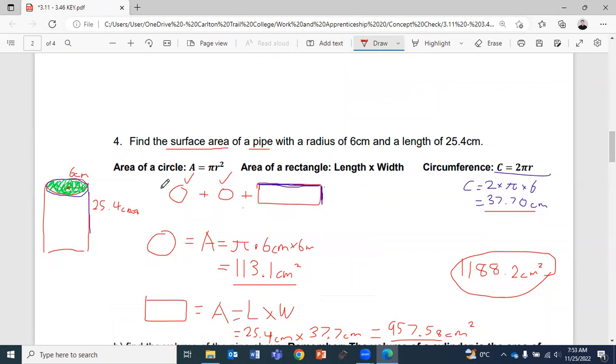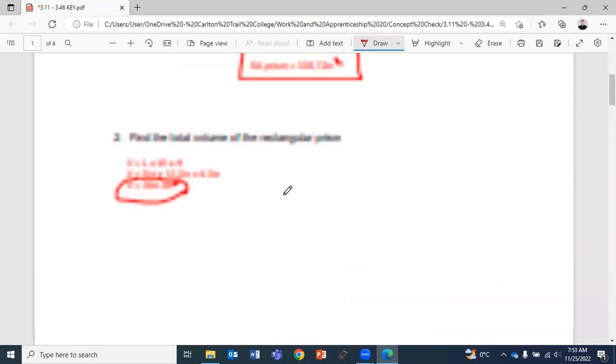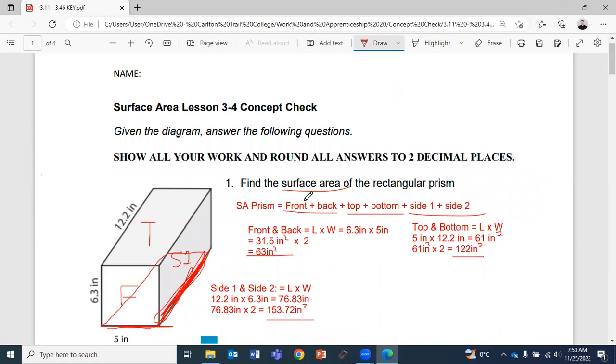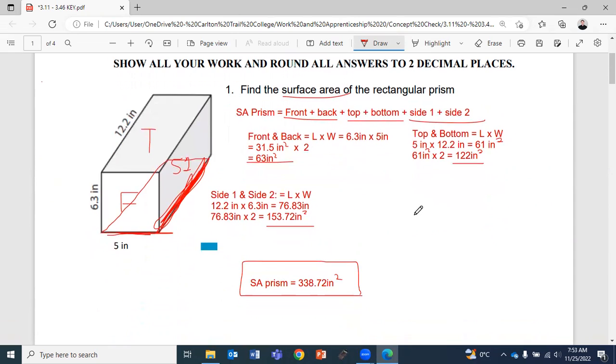Always go back, make something like this for a complex question. Make a super simple, like this is what I do. I take my area of my circle, my area of my circle, my area of my rectangle, boom, I got it. I take my front and my back, plus my top and my bottom, plus my side 1 and side 2. Read the question, make a formula, then solve it. Okay, guys? That's the biggest thing. Surface area is the biggest thing we need to work on.